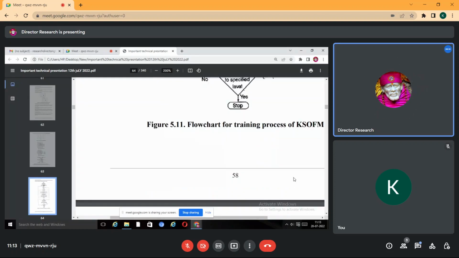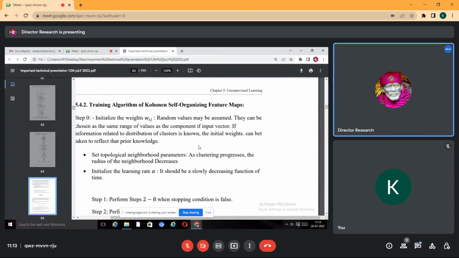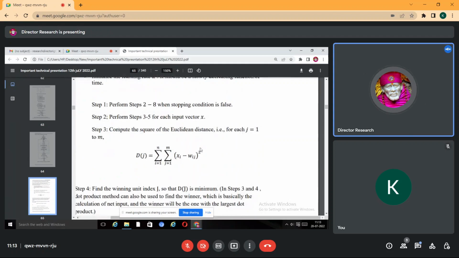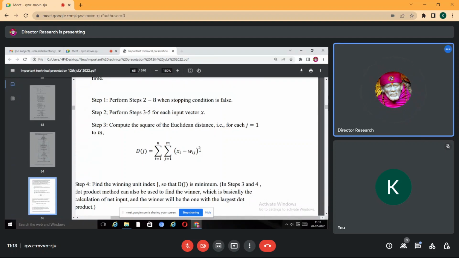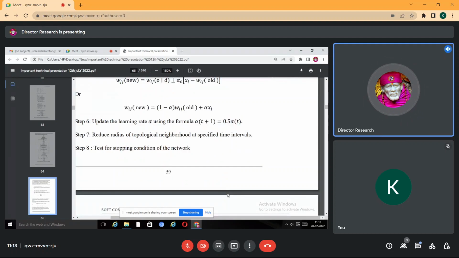KSOFM algorithm. Just see the steps involved. The first one is to initialize the learning rate alpha. Step 1, perform steps 2 to 6. Step 2, perform steps 3 to 5. Step 3, compute the distance. Step 4, find the winning index J. Step 5, for all units j within the specific neighborhood, update the weights. Step 6, update the learning rate alpha using the formula.